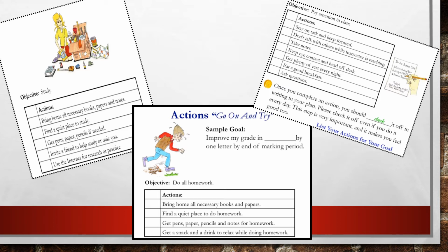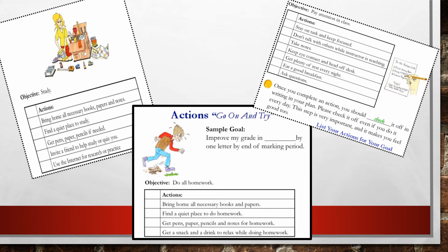Now the final one that we have here is to pay attention in class. The actions are stay on task and keep focused. Don't talk with others while instructor is teaching. Take notes. Keep eye contact and keep your head off the desk. You're at home, so it's going to be a little bit different, but still, keep your head off the desk. Pay attention. Keep your eyes on the blackboard.